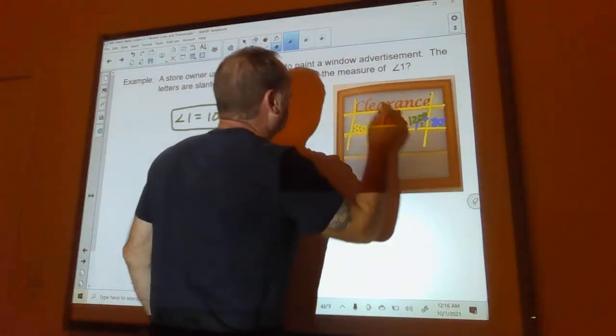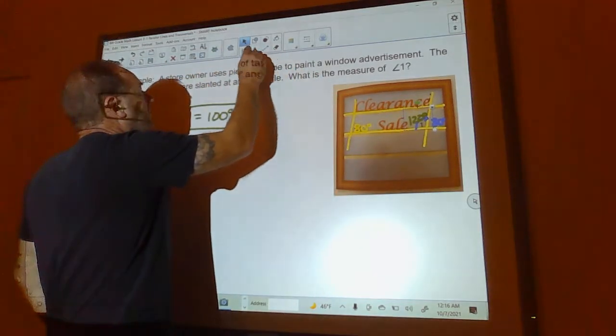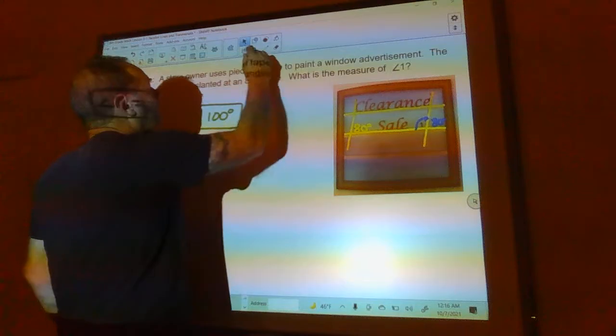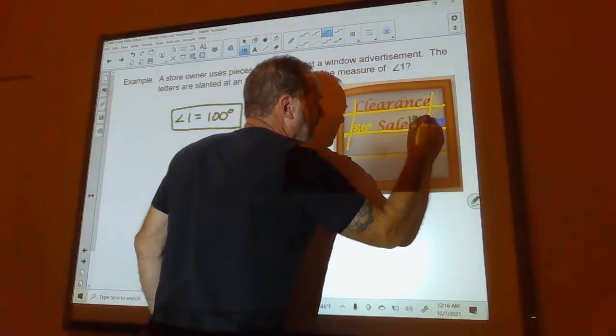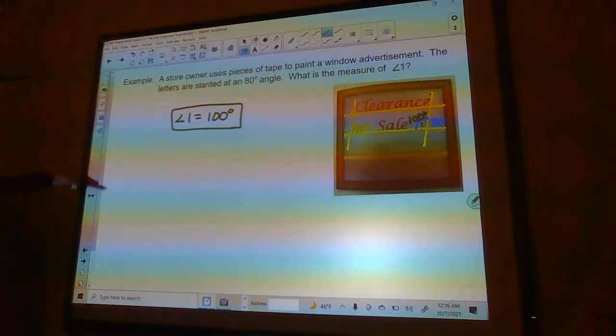What the heck? I guess it is 1:15 in the morning, so I'm a little rummy. So this would be 100 degrees. Sorry about that. Okay, here we go.